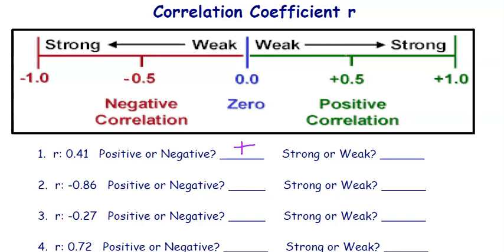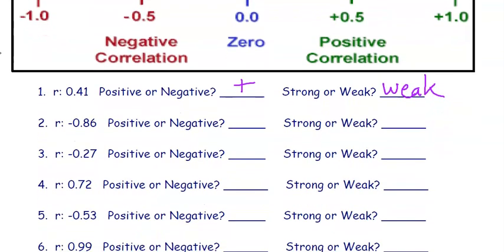Strong or weak? 0.41 is somewhere right here. That's in the weaker area. So we'll put weak. Let's look at another one. Number 5, R is negative 0.53. That's a negative number, and it is strong because it's closer to -1.